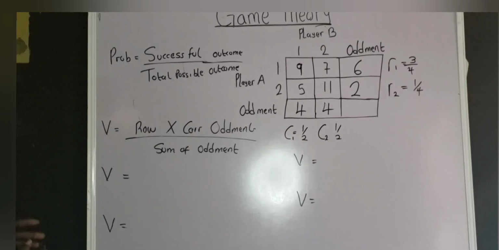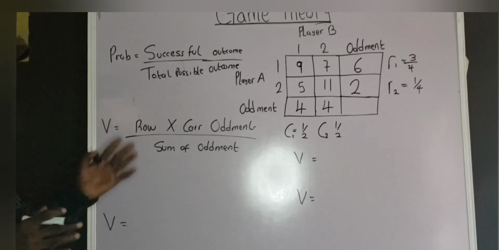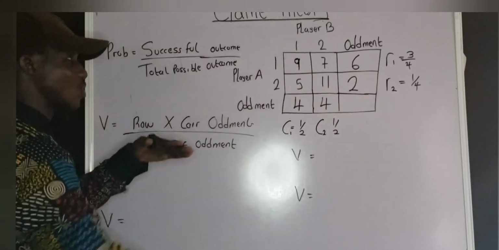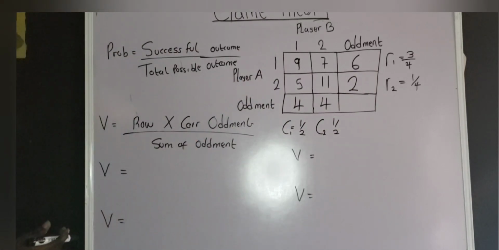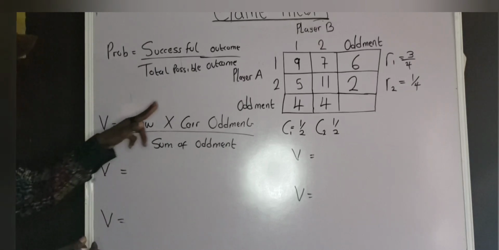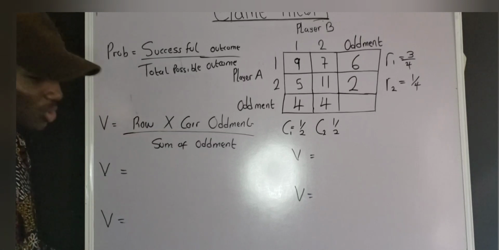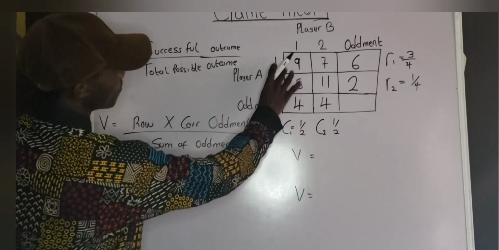So to determine the value of the game using the row, are you getting what I'm saying? What is row? Row means here. That is, this is row and this is column. And row belongs to player A. So to determine the value of the game with reference to player A, we are going to multiply the value of each row by the corresponding oddment and divide it by the sum of the oddments. So let's start with the first row.